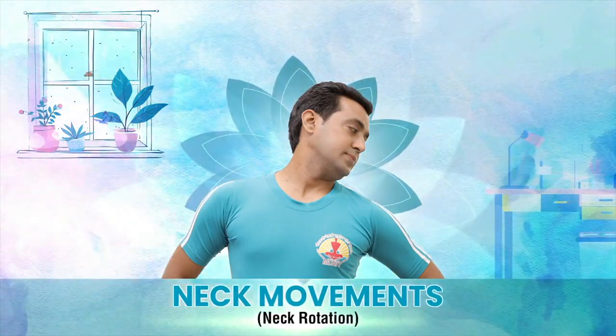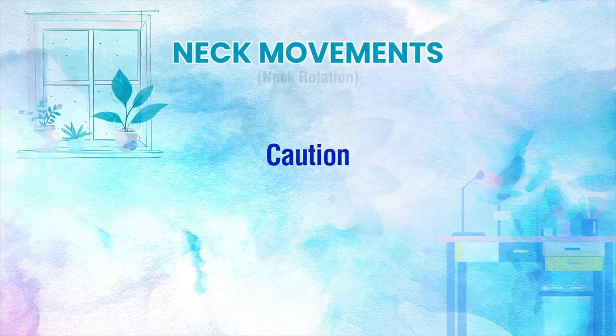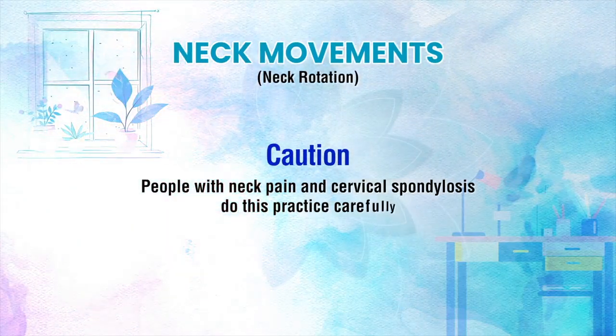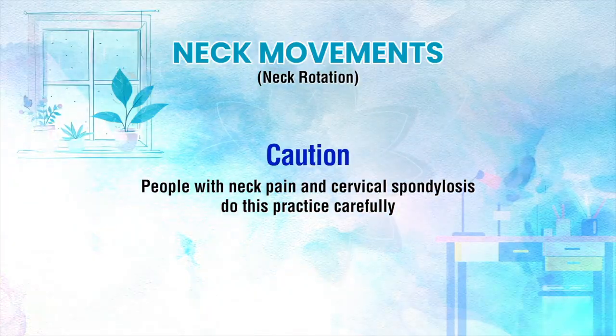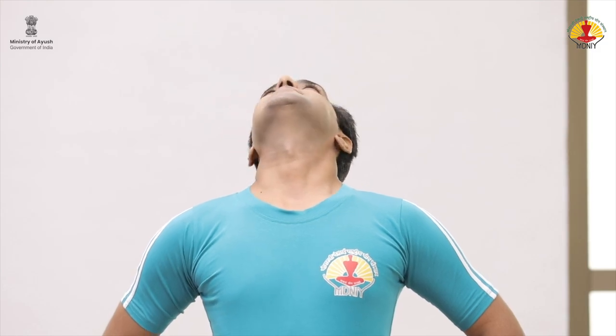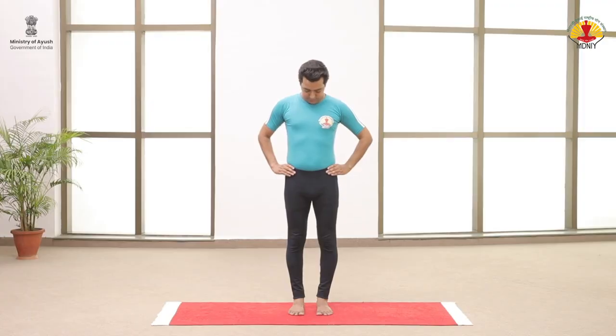Neck rotation. Caution: people with neck pain and cervical spondylosis, do this practice carefully. Exhale. Bend the head forward, trying to touch the chest with the chin. Inhale slowly. Rotate the head clockwise in a circular motion. And exhale while coming down. This is one round. Repeat for one more round.